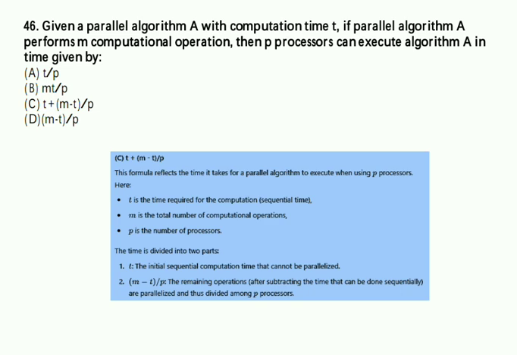Here T denotes the time required for the computation, M is the total number of computational operations, P is the number of processors, and the time is divided into two parts: the T with initial sequential computation time, and the (M minus T) by P is the remaining operations here.